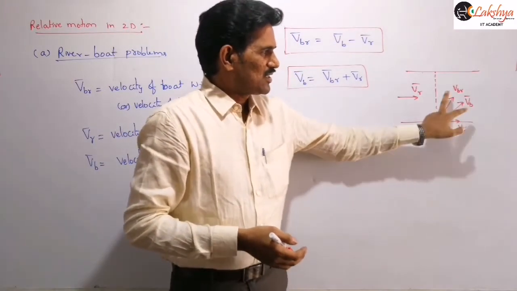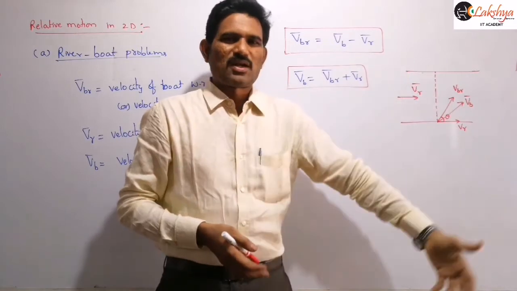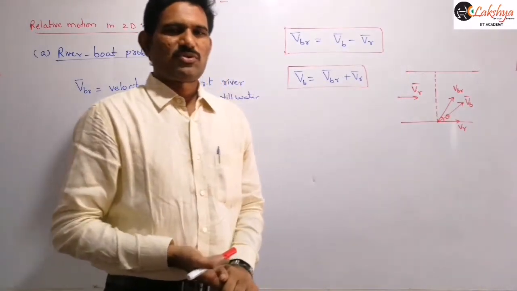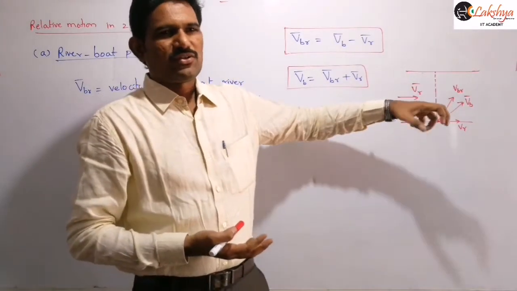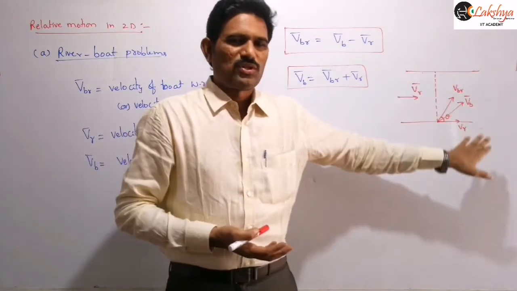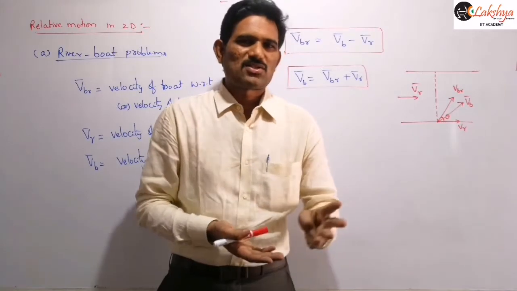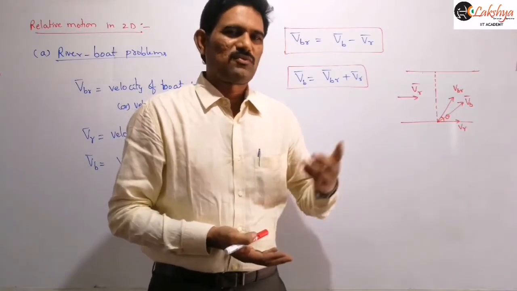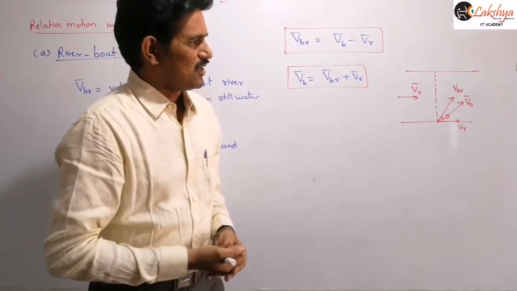Velocity of river, these are the three vectors. That means any problem related to these riverboat concepts will be related to these three velocities only. That means the velocity of the river, velocity of boat with respect to river, and velocity of the boat.